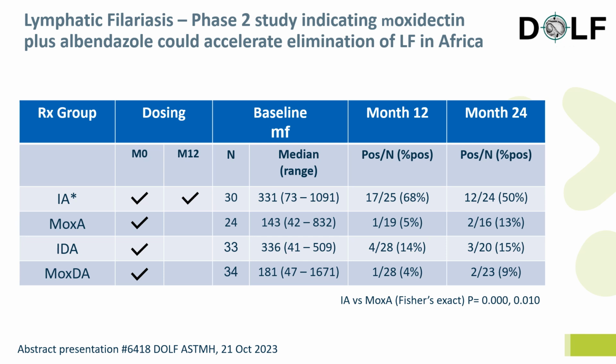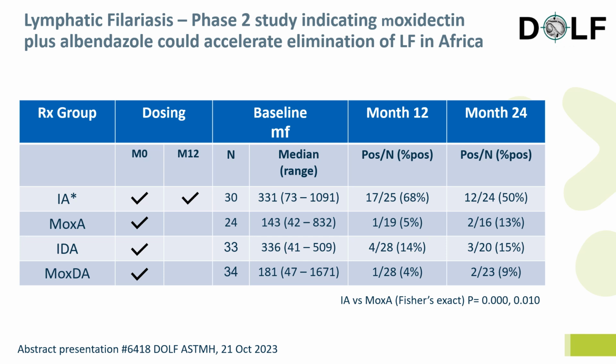The efficacy of Moxidectin in lymphatic filariasis has also been assessed in a clinical study conducted in Côte d'Ivoire. In that trial, Moxidectin plus albendazole, or MOX-A, was shown to be superior to ivermectin plus albendazole, IA, and similar to the triple combination of ivermectin, DEC, and albendazole, or IDA, the current gold standard for treatment of LF in areas not co-endemic for onchocerciasis.